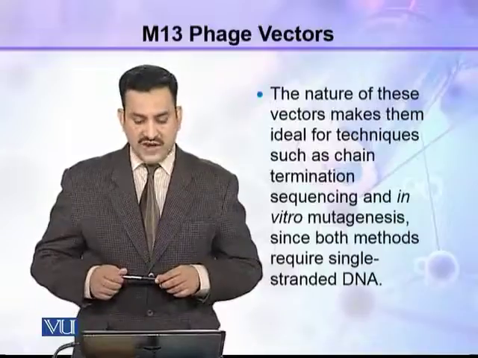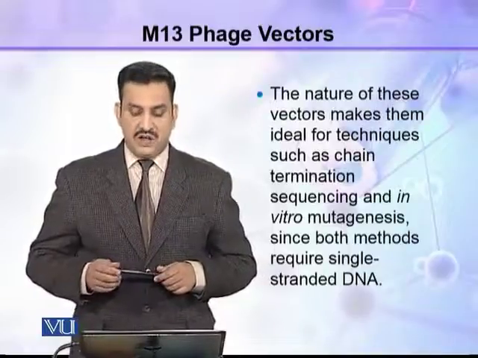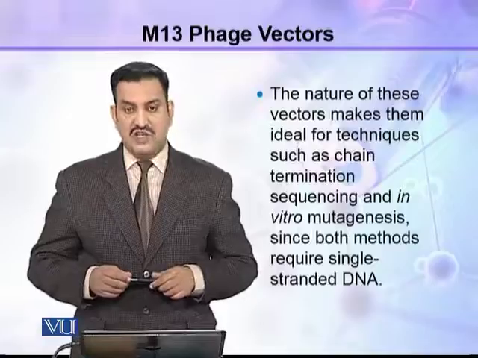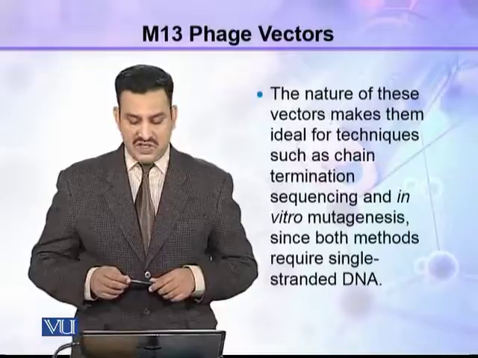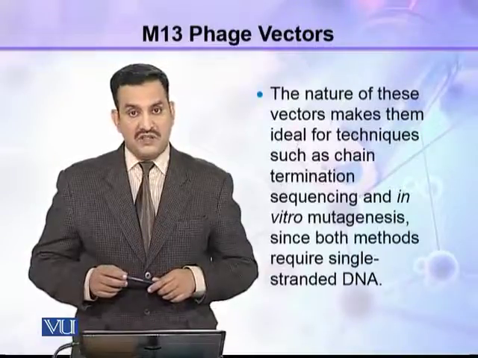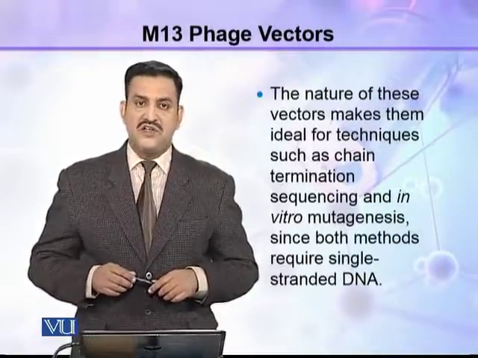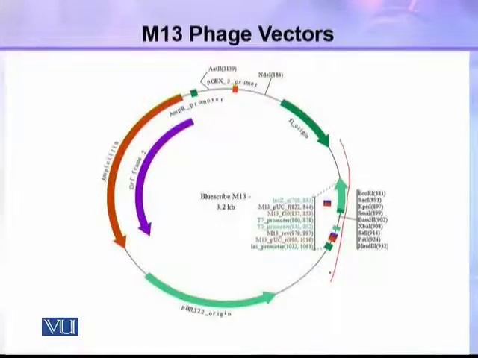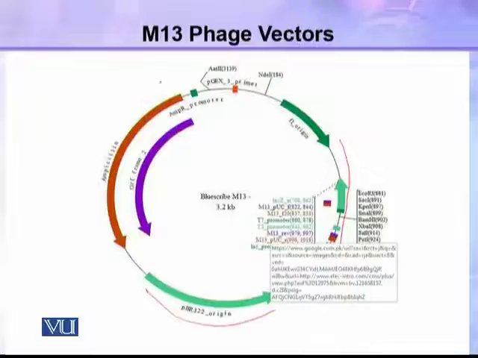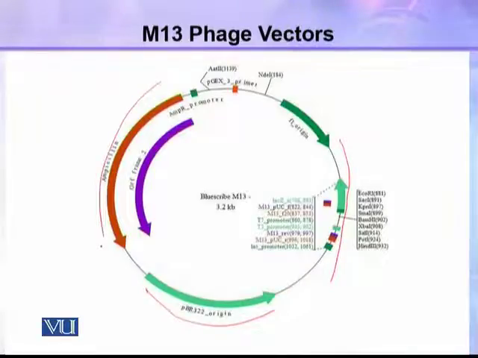The nature of these vectors makes them ideal for techniques such as chain termination sequencing and in vitro mutagenesis, since both methods require single-stranded DNA. So this is the M13 phage vector. You can see this is the multiple cloning site, this is origin of replication and this is antibiotic resistant site. So this is M13 phage vector.